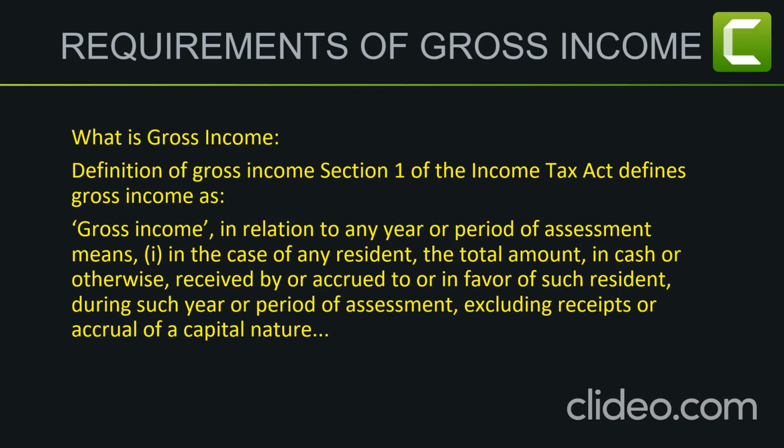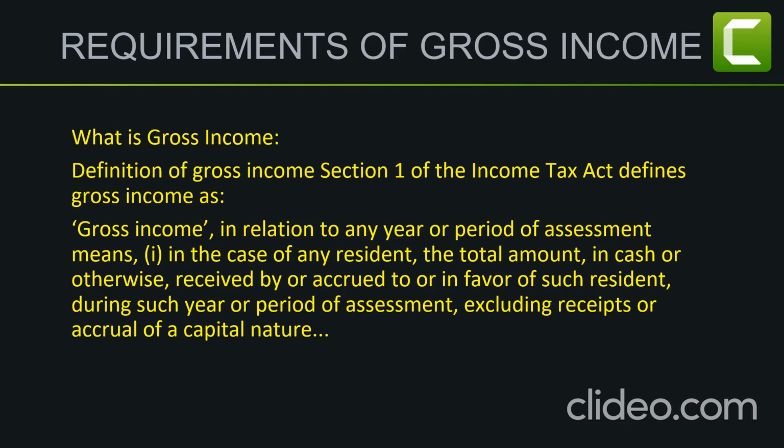Anything that you receive must exclude amounts capital in nature. Even if you receive it or it's accrued, it cannot be capital in nature. So let's recap that quickly. What are the requirements of gross income? Gross income is, in the case of any resident: 1. Total amount. 2. Cash or otherwise. 3. Received by or accrued to or in favor of such resident. 4. During the year of assessment. 5. Excluding receipts or accruals of a capital nature. So there are 6 requirements of gross income.